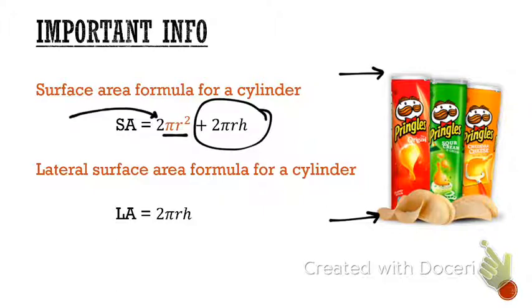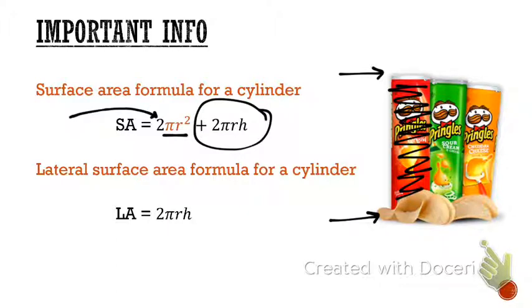We talked a little bit about the lateral surface area the other day in 10.1. Remember, that's just the space or the distance around the object. So the lateral surface area is the whole space that is covering our Pringle can right there. That's how you would find the lateral surface area for a cylinder.